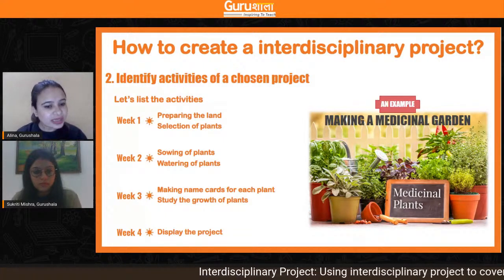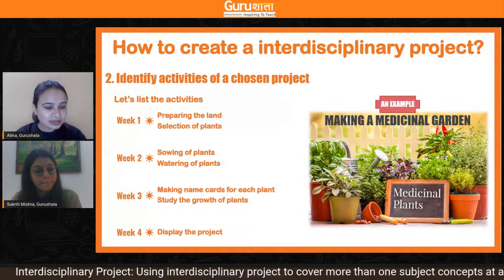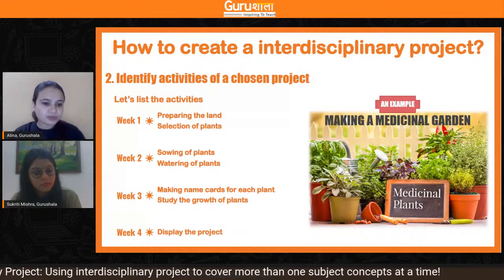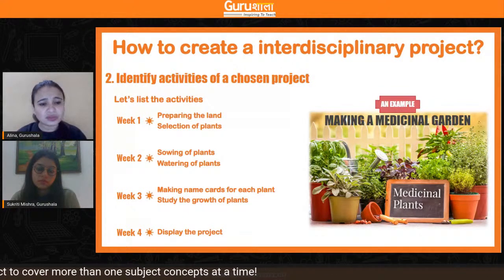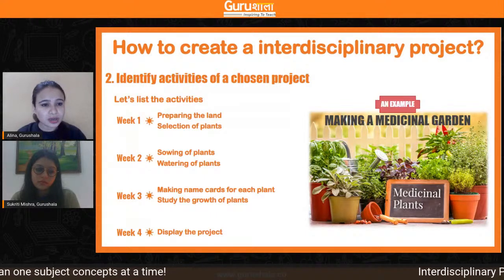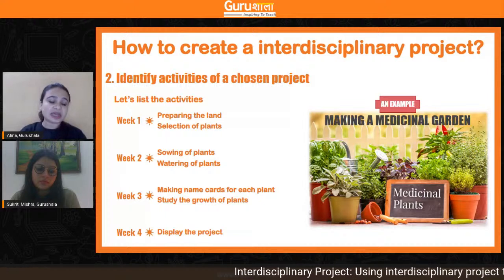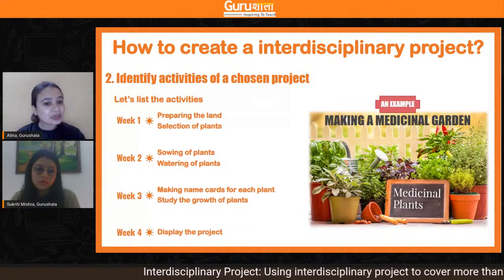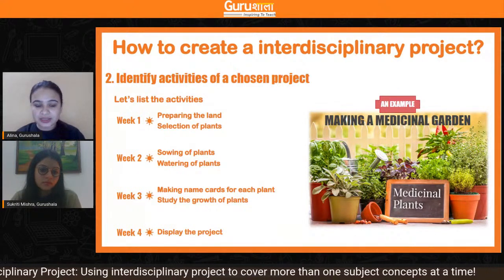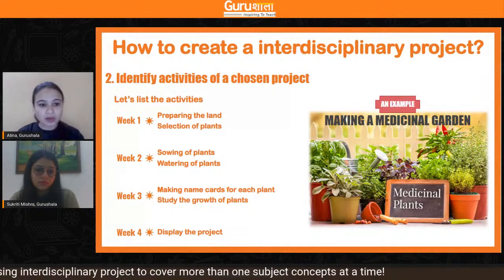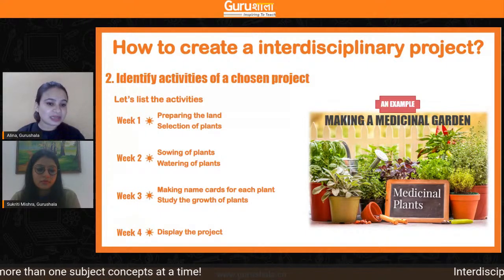So for the first week, I can tell the students that you can prepare the land on which you are going to make the medicinal garden, and you can also select the plants, which plants have medicinal value, and the variety of plants. That whole process can be done in the first week. Then in the second week, you can tell them about sowing of plants and watering of plants. So the first process of creating a medicinal garden is this. So this is what can be done in the second week.